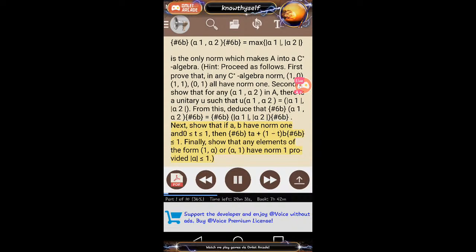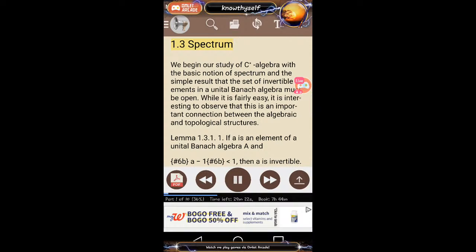Next, show that if a, b have norm 1 and 0 is less than or equal to t is less than or equal to 1, then ||ta + (1 - t)b|| is less than or equal to 1. Finally, show that any elements of the form (1, alpha) or (alpha, 1) have norm 1 provided |alpha| is less than or equal to 1.